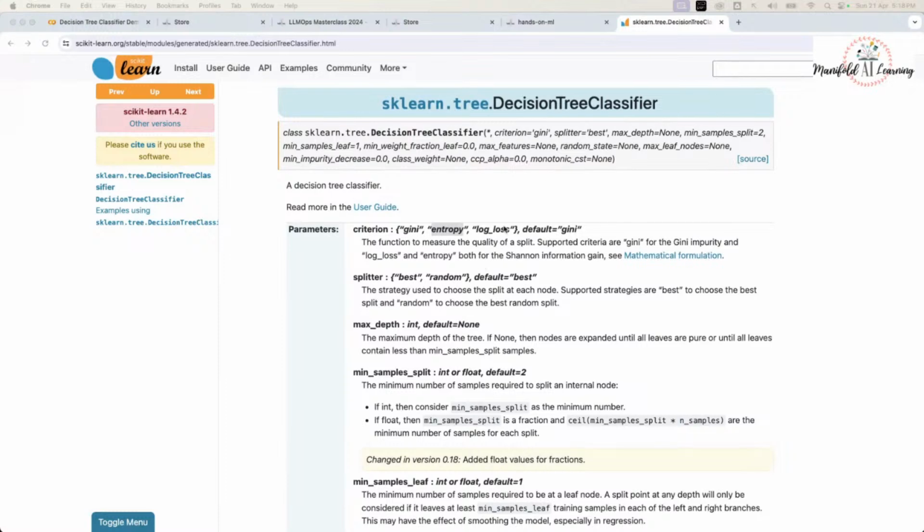Apart from that, we also have another loss function that we can use, called log loss. So these are all the various criteria that we can use. Depending on the specification of this hyperparameter, the overall fit of the model will take place. So that's the overall intuition behind this decision tree classifier.